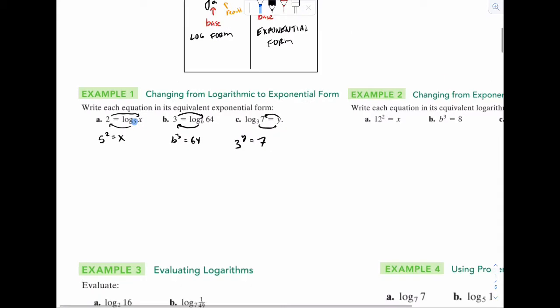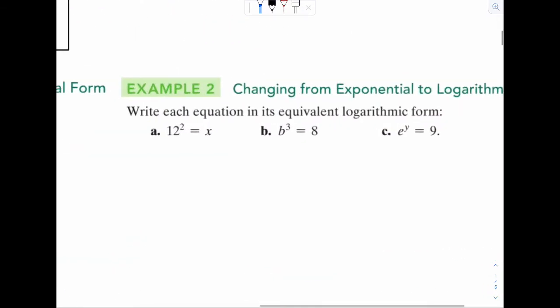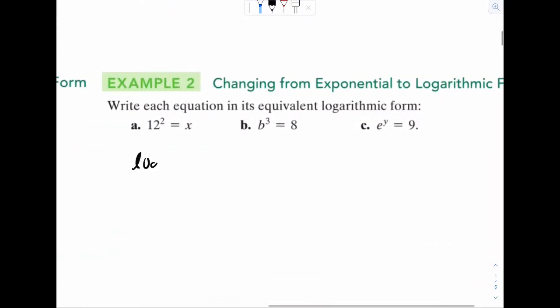And that's it for that. Now we're going to go backwards. So now you're going to first write log. The base is 12. The result is x, and that should equal 2. We keep going. Log. The base is b. The result is 8. That should equal 3.